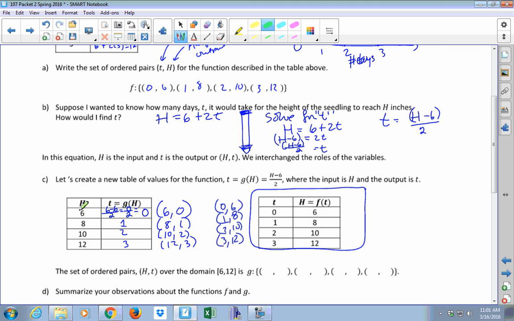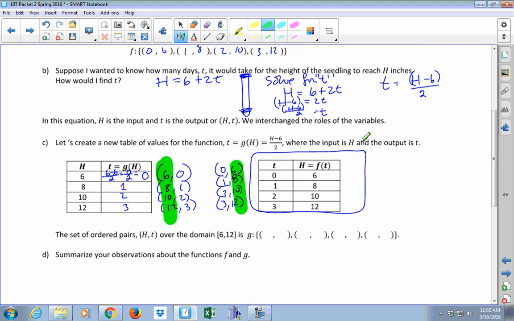So one of the things to notice here is that the outputs for my first function right here, 6, 8, 10, 12, become the inputs in this second function. So the outputs from my first function, the heights, are now the inputs of my second. So the ordered pairs look like 6, 0, 8, 1, 10, 2, and 12, 3.